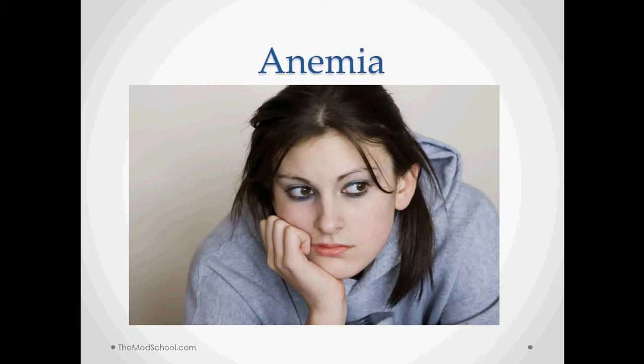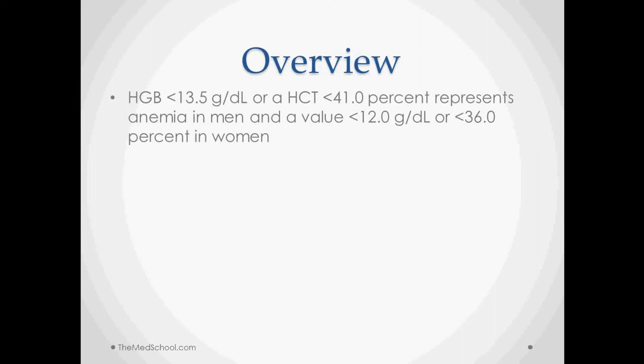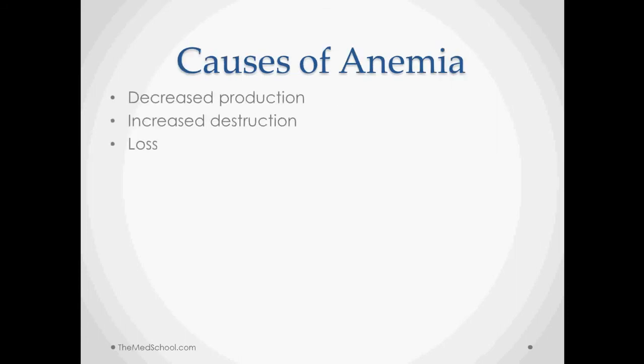Present with fatigue, sometimes can be confused with depression. But the definition of anemia is either a hemoglobin count that's low or a hematocrit that's low. So hemoglobin under 13.5 for men or 12 for women, hematocrit under 41% for men and 36% for women. It just means that we have a reduced ability to carry oxygen to the body.